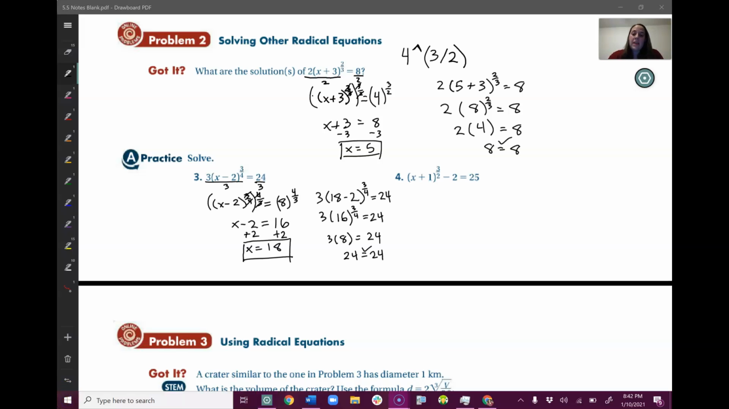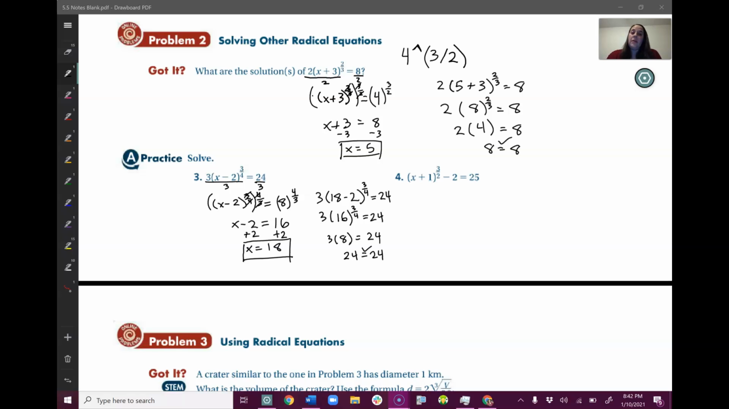Welcome back. Let's see how you did. I got x equals 18, so I divided by 3 first to get this fraction exponent by itself. So I got (x minus 2) to the 3/4 equals 8. Then I took it to the 4/3 so that I could cancel all those. So it just left me with x minus 2. But then I also have to do the 4/3 on the other side. And I just type that into my calculator to get 16. So I have x minus 2 equals 16. Add 2 to solve for x to get x equals 18.